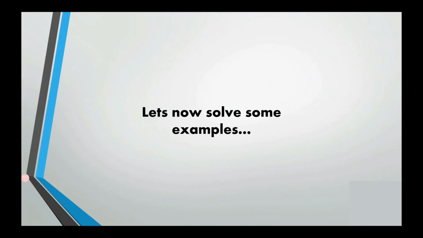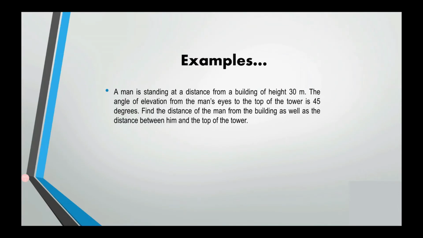Now let's solve some examples. Suppose a man is standing at a distance from a building that has a height of 30 meters. Suppose this is the man at the point C and AB is the building whose height is 30 meters. The angle of elevation from the man's eyes to the top of the tower is 45 degrees.